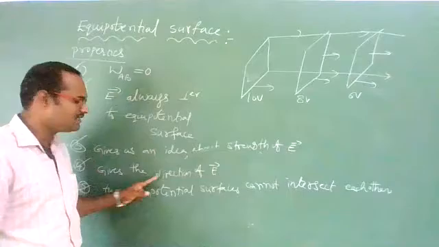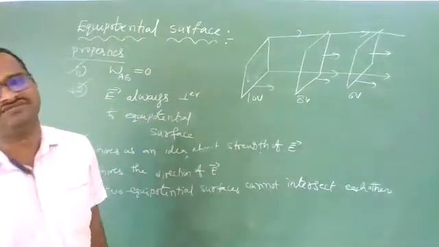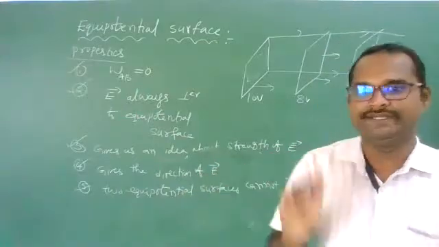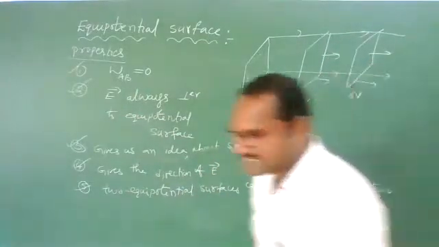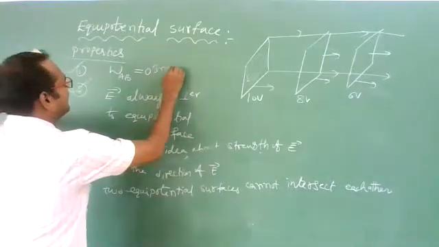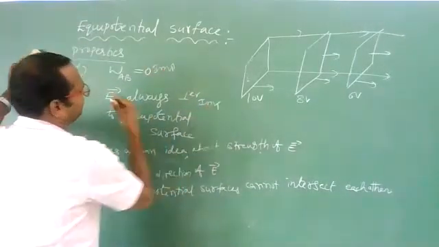The equipotential surface gives us an idea about the direction of the electric field from those surfaces, in which direction the electric field is pointing. Clear? These are the points you must remember. These are clear, students? It is a very important point.